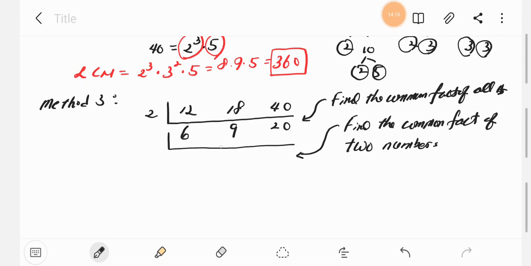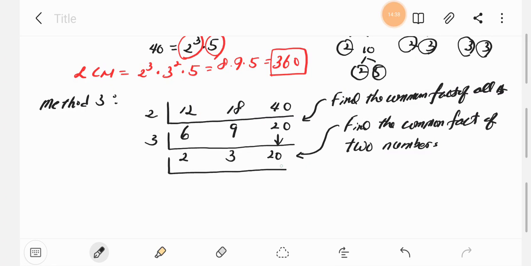Since there is no common factor for all numbers on the second stage, we will find the common factor of two numbers. So 6, let's consider 6 and 9. 6 and 9 have common factor 3, right? Then 6 is 3 times 2, 9 is 3 times 3. And 20, just bring it down.